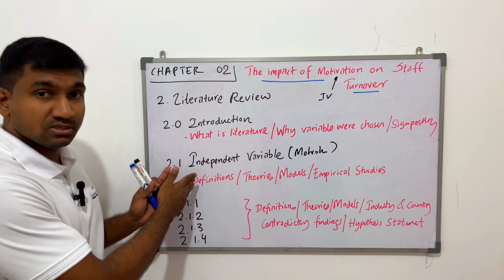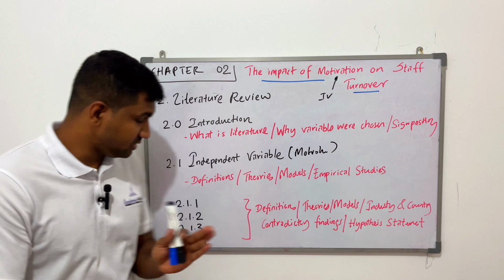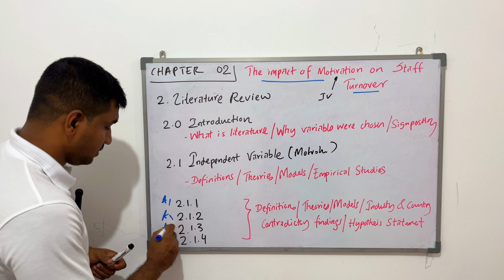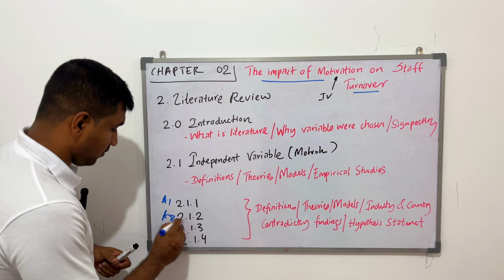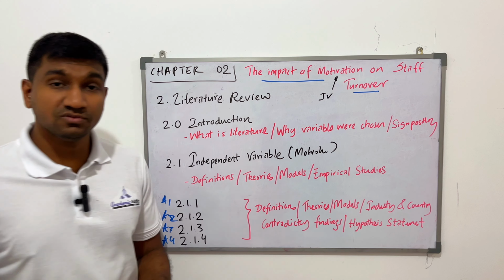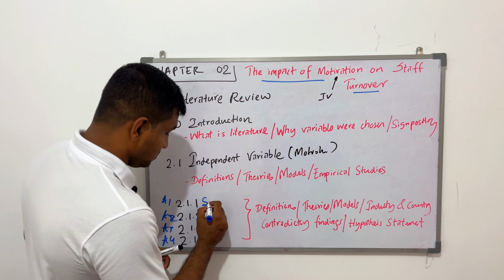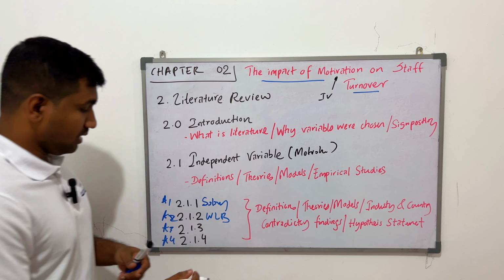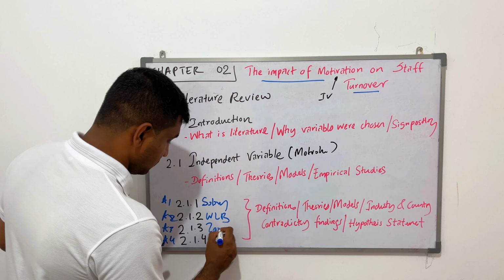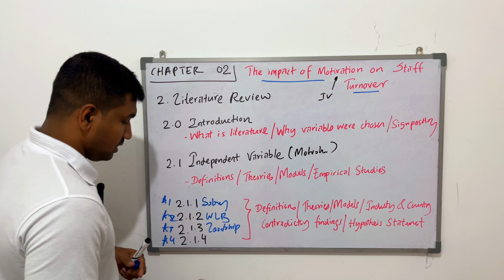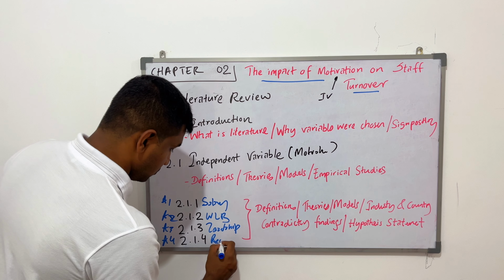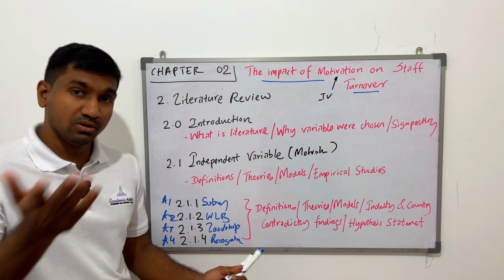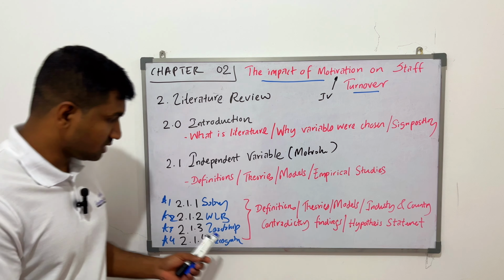Now under this you have another 4 subsections, which are attributes. Attribute 1, attribute 2, attribute 3, attribute 4. So what are the attributes that we have chosen? Salary was there, work life balance was there, and what else? Leadership was there. At last, recognition. So you can write your own attributes under your research as per your research.